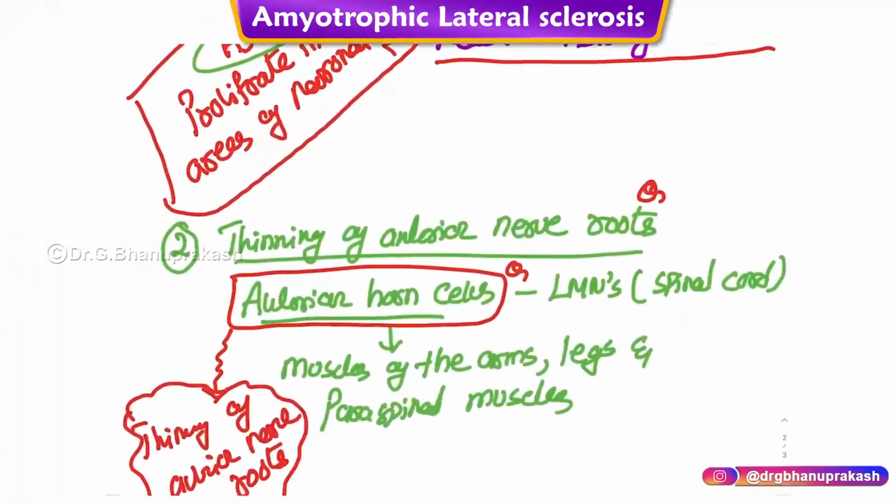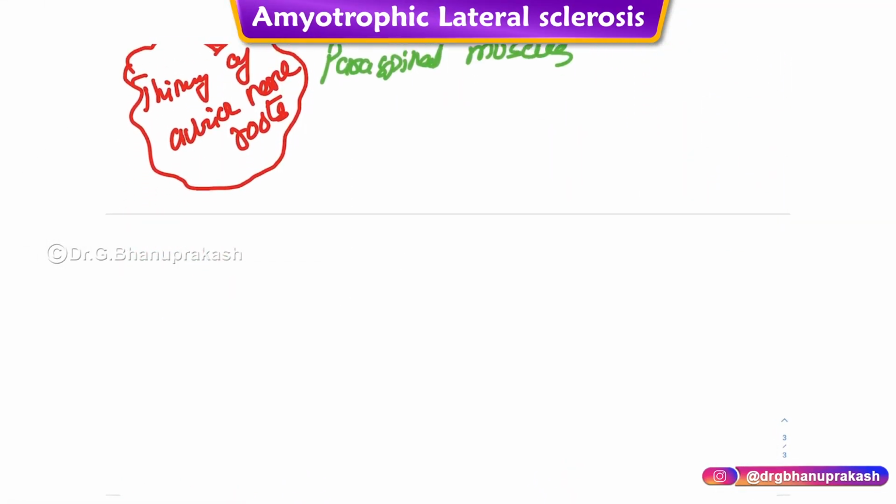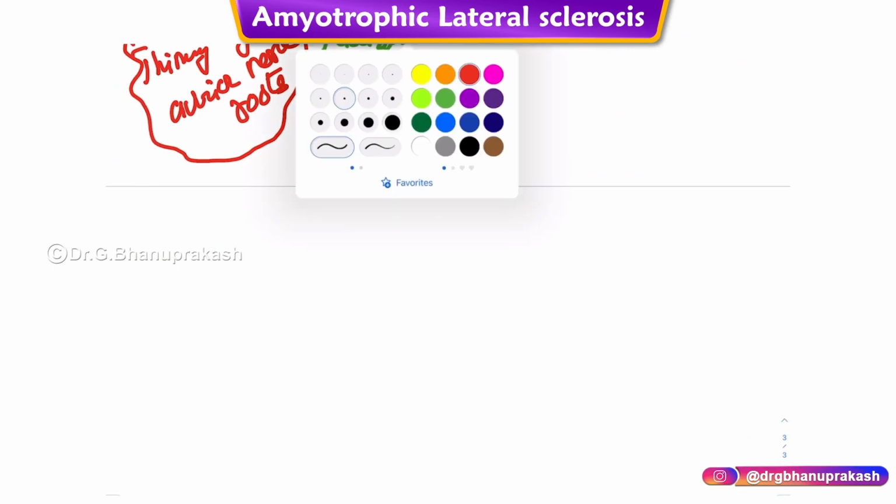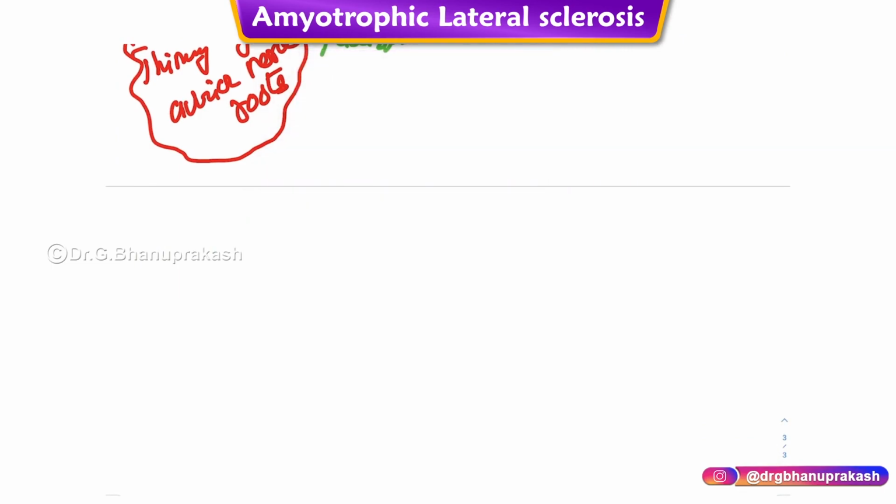First one is the reactive gliosis. Second one is the thinning of the anterior nerve roots. Let us discuss another, the third morphological feature over here. The third morphological feature will be Bunina bodies.